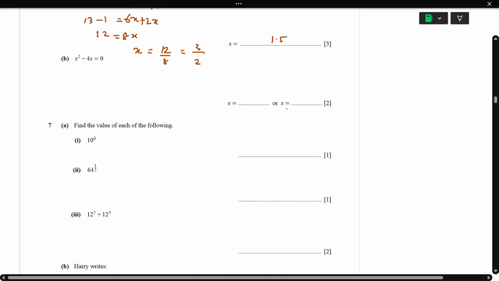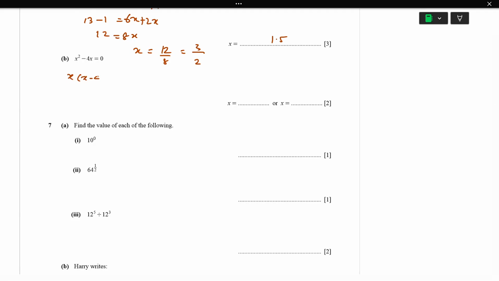The next one, x squared minus 4x equals 0. Find the value of x. I'll factorize: x times x minus 4 equals 0. From here, x equals 0 or x minus 4 equals 0. Here x equals 4. So the answer is 0 or 4.